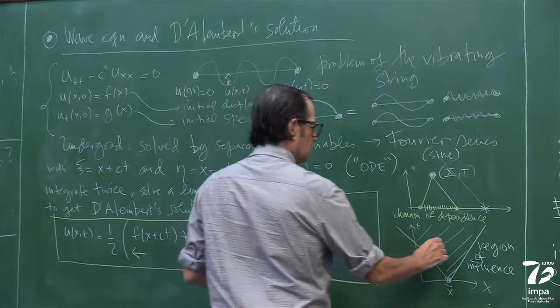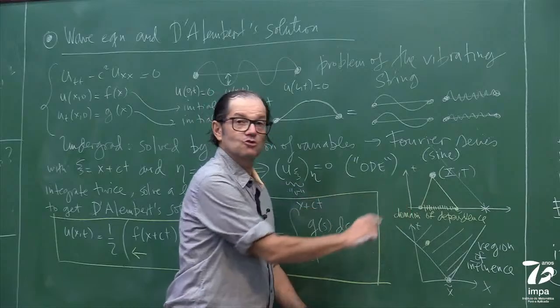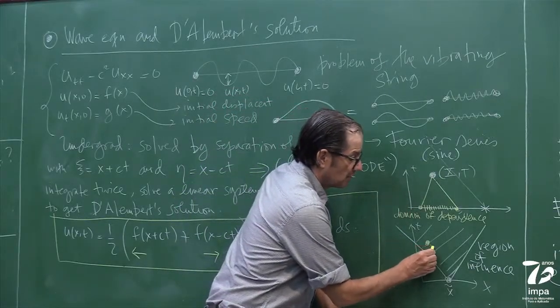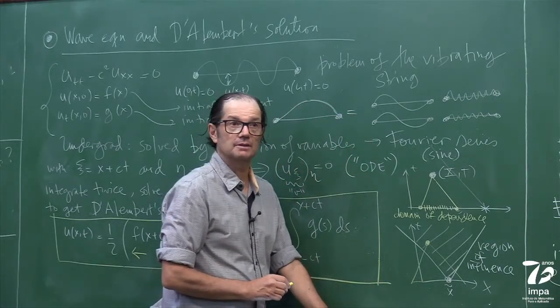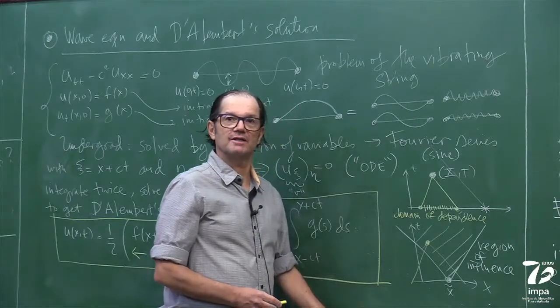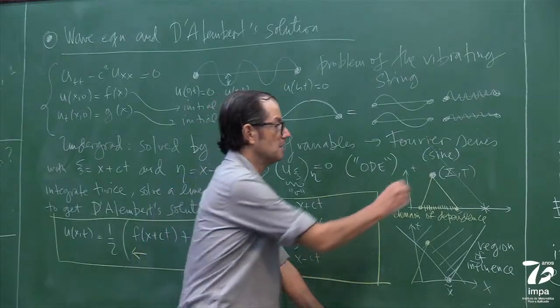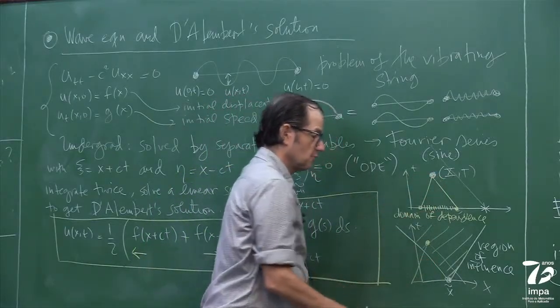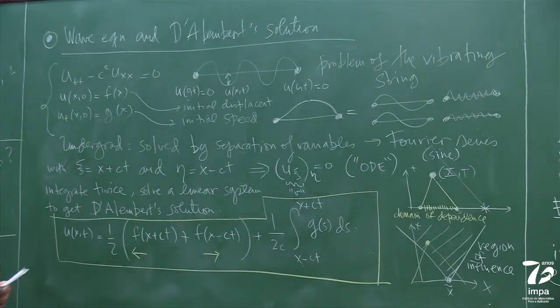So for example, a point here, now mixing the two figures, its domain of dependence is here. So it will be affected by this point here. I'm mixing this figure with that figure. So this is all clearly seen by this expression here. Okay, I mentioned everything I want to mention.